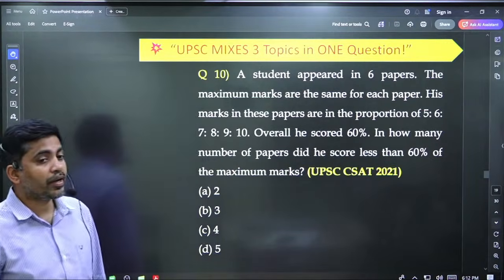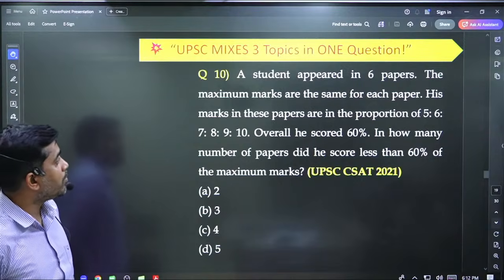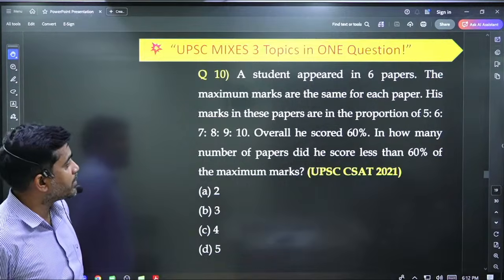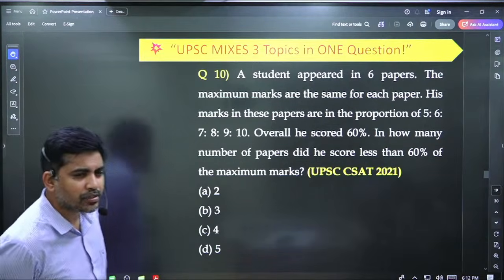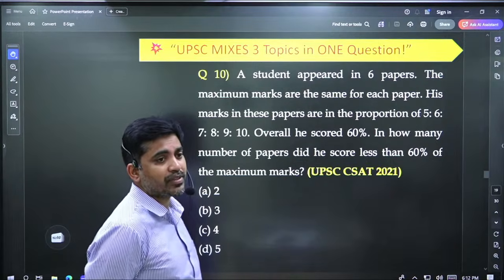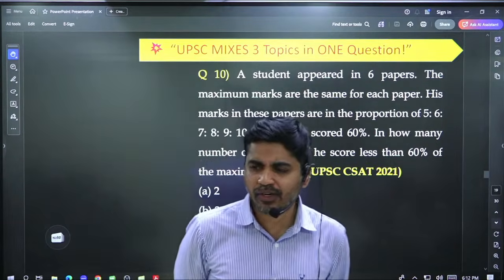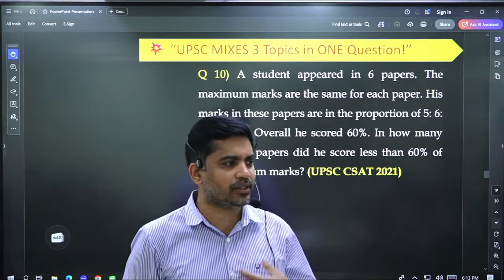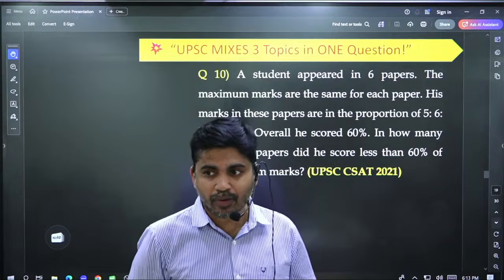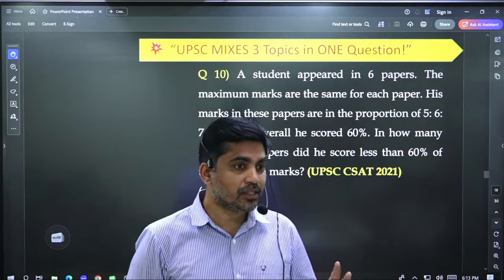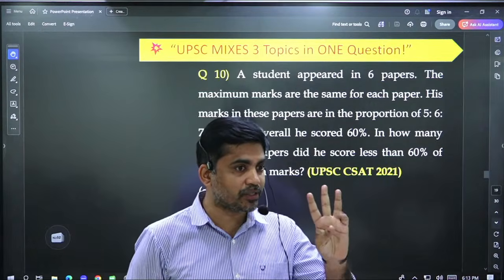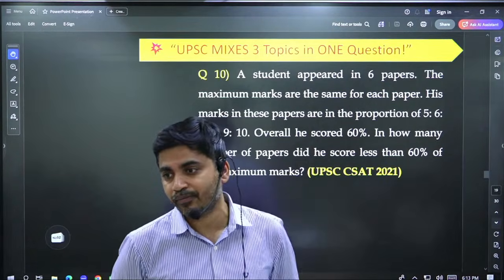A student appeared in 6 papers. Maximum marks are the same for each paper. His marks in these papers are in the proportion, means ratio, 5, 6, 7, 8, 9, 10. Overall he scored 60%. Normally we say to our friends, I got 60% in my semester. Means what is this 60%? Average marks. Averages involved, ratios involved, again percentages involved, 3 chapters concepts given.